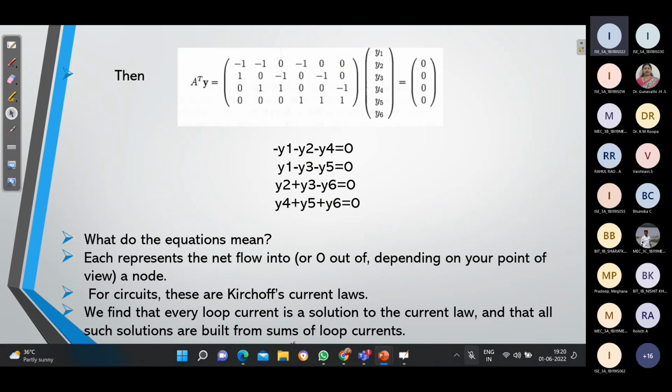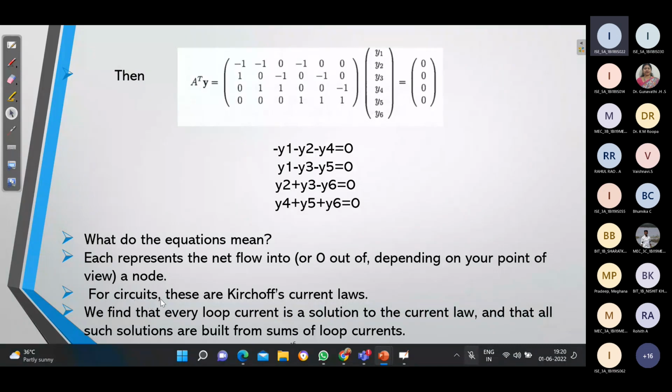Now multiplying the first two matrices, we get these four equations: minus y1 minus y2 minus y4 equals 0; y1 minus y3 minus y5 equals 0; y2 plus y3 minus y6 equals 0; and y4 plus y5 plus y6 equals 0. What these equations mean is that each represents the net flow into, or out of, depending on the point of view, a node.